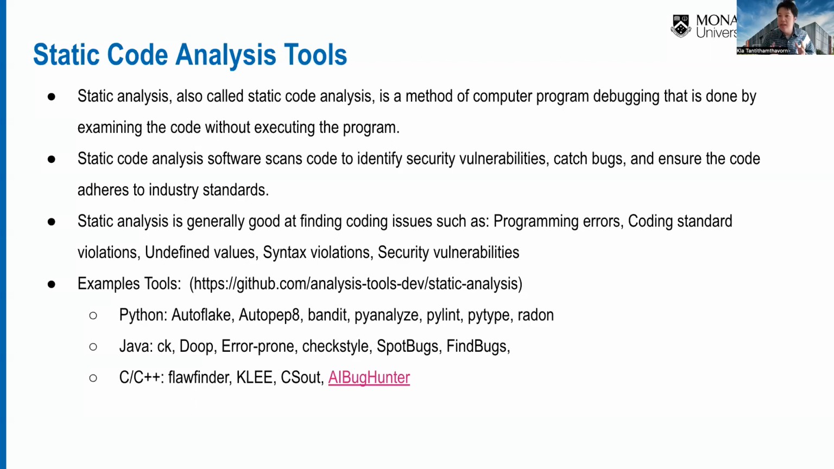There are so many tools, okay? Many static analysis tools. You can check the GitHub link as well. For example, in Python, there are AutoFlake, AutoPep8, Bandit, PyAnalyze, PyLint, PyType, and Radon. For Java, there are tools like CK, Dupe, Error Prone, Checkstyle, SpotBugs, FindBugs. For C and C++, Flawfinder, Clang, CppCheck, and AI Bug Hunter as well.